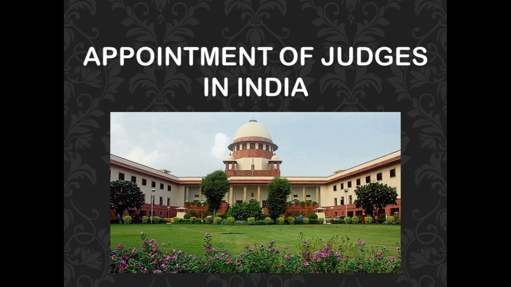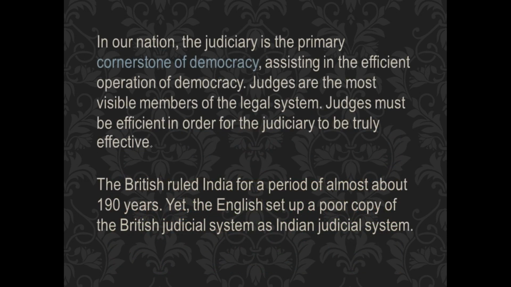In our nation, the judiciary is the primary cornerstone of democracy, assisting in the efficient operation of democracy. Judges are the most visible members of the legal system. Judges must be efficient in order for the judiciary to be truly effective. The British ruled India for a period of almost 190 years. Yet, the English set up a poor copy of the British judicial system as the Indian judicial system.